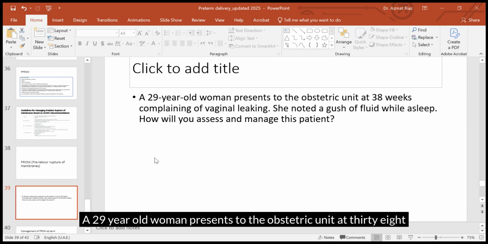A 29-year-old woman presents to the obstetric unit at 38 weeks of gestation complaining of vaginal leaking of fluid. She noted a gush of fluid while asleep. How will you assess and manage this patient? So now what is the main difference? The main problem here is again the same.